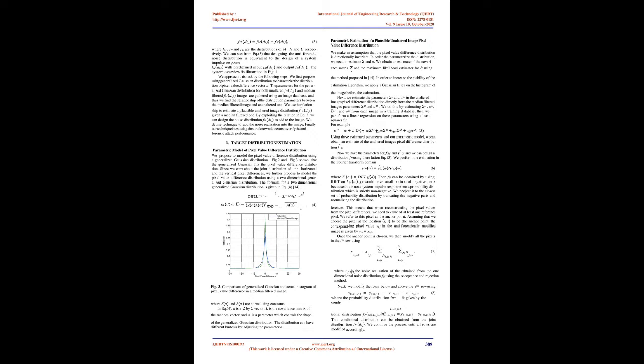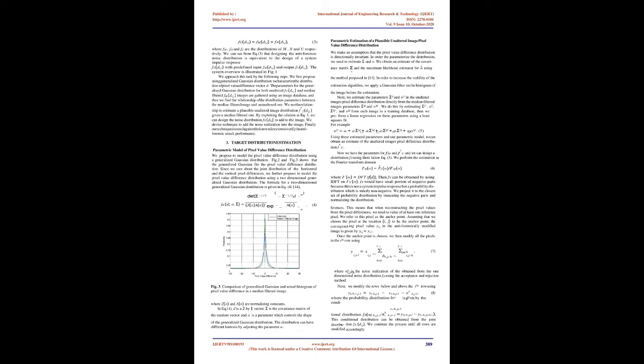The formula for a two-dimensional generalized Gaussian distribution is given in EQ4 [14], where Z, a, and α are normalizing constants. In EQ4, d is a 2 by 1 vector, S is the covariance matrix of the random vector, and A is a parameter which controls the shape of the generalized Gaussian distribution. The distribution can have different kurtosis by adjusting the parameter A.